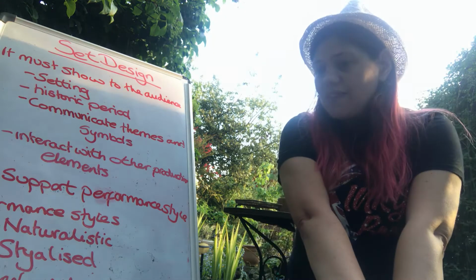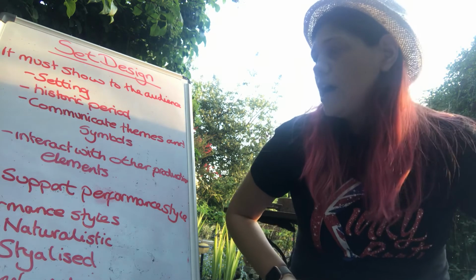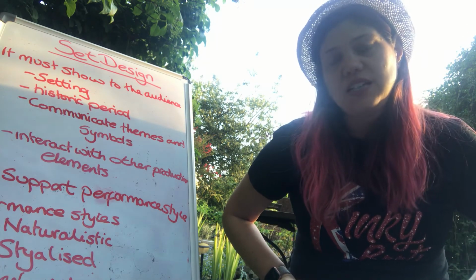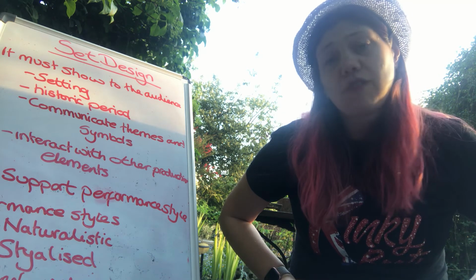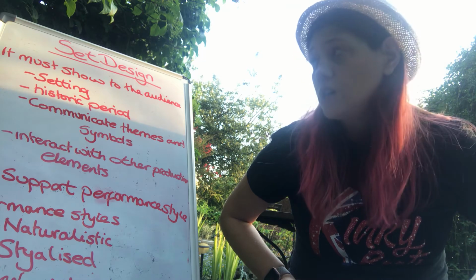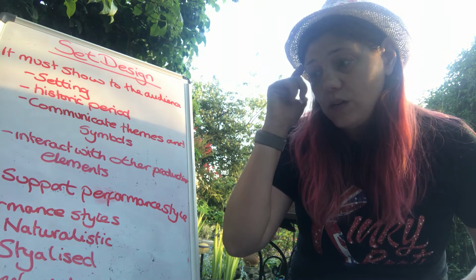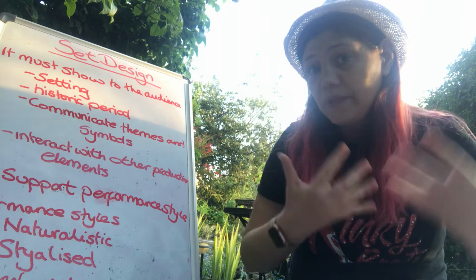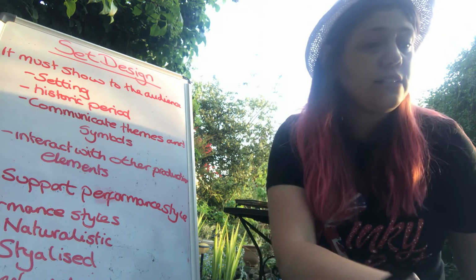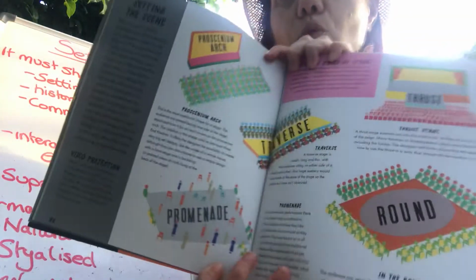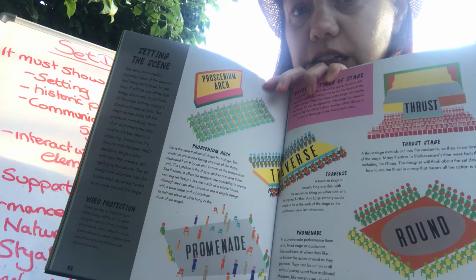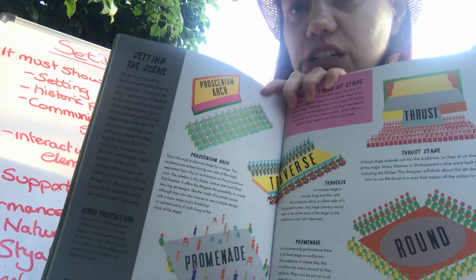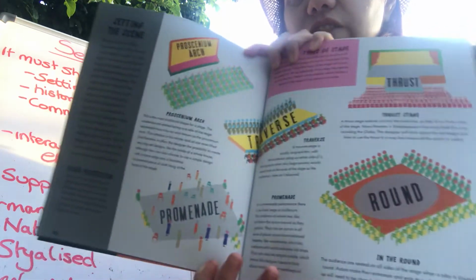So Year 8, that is our set design lesson that we're going to be doing. I want you to do a bird's eye view ground plan of your design for Sweeney Todd. I want you to be thinking about how you can show that Victorian element in your set design. And I also want you to be thinking of different staging configurations.